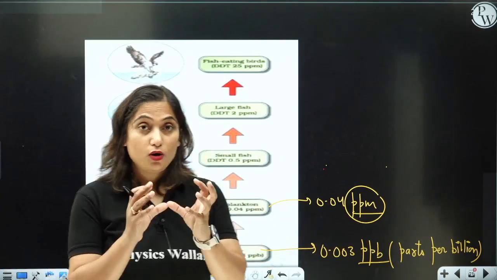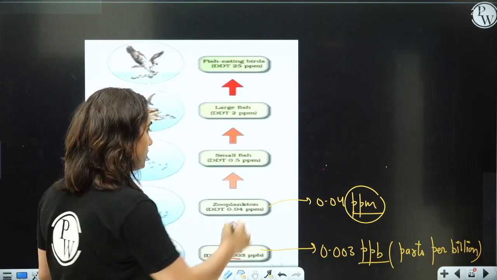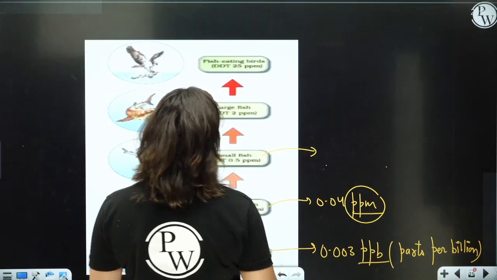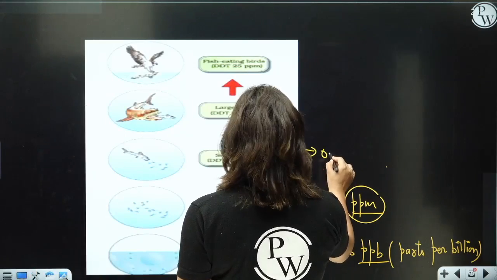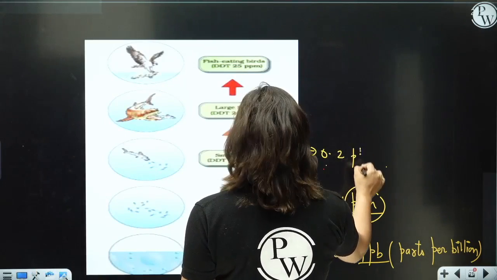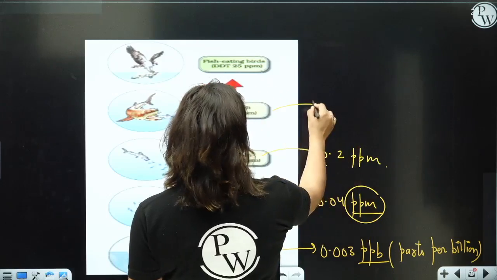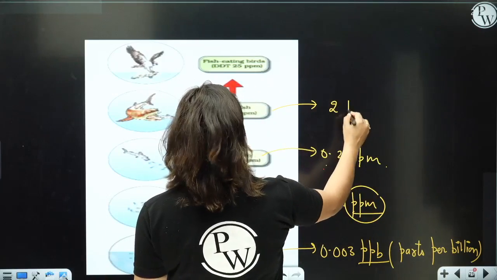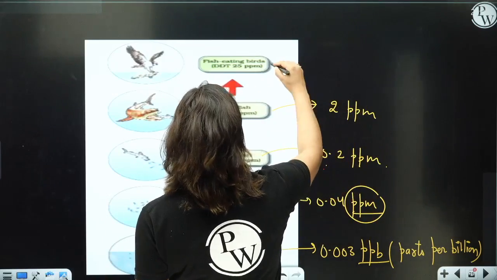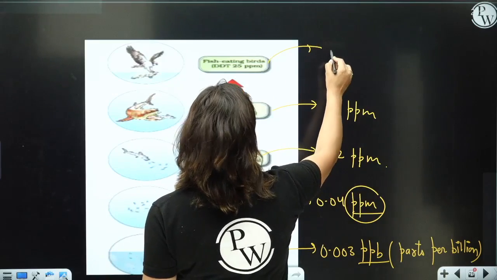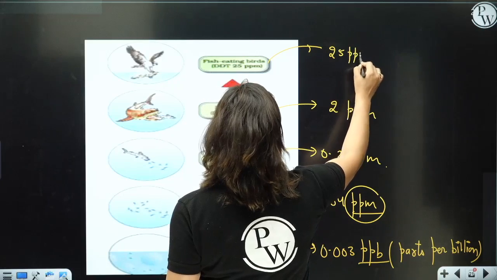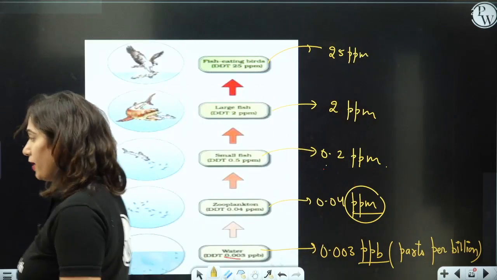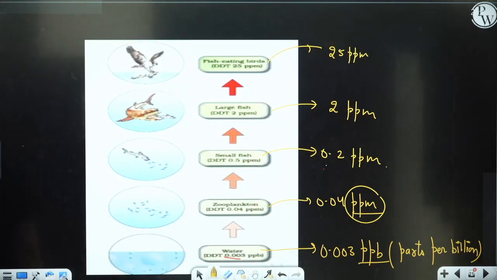When the small fishes eat the zooplanktons, then the concentration becomes equal to 0.2 ppm. Then when the large fishes ingest, the concentration becomes 2 ppm. And when the fish eating birds eat them, then the concentration becomes 25 ppm. So this is biomagnification. You can see over here.